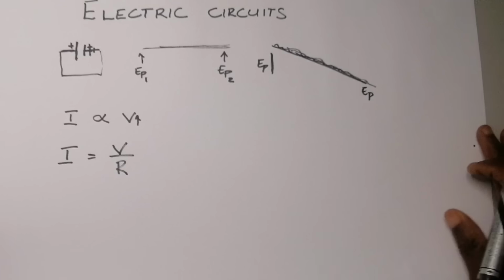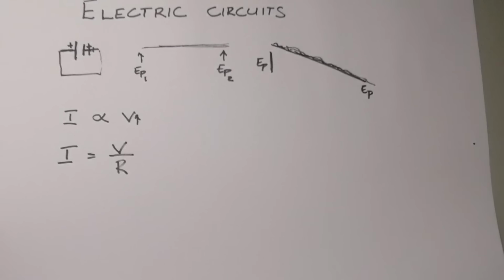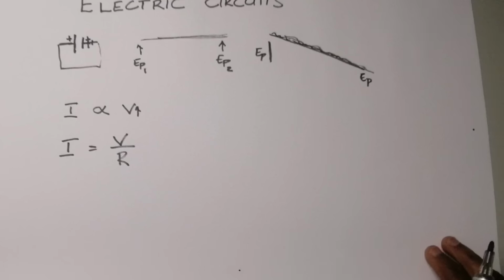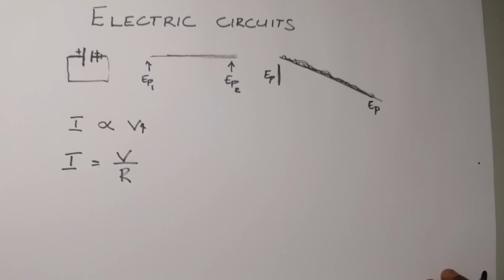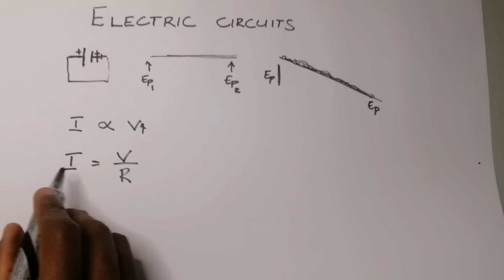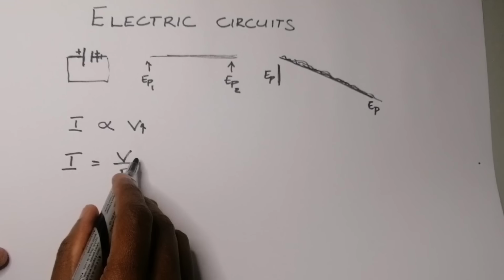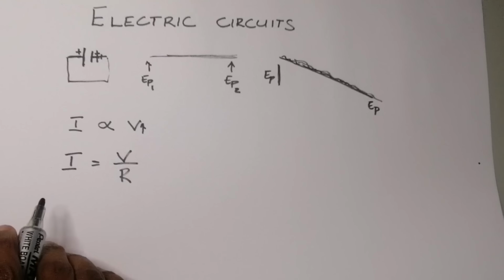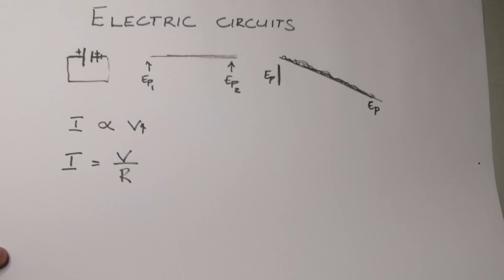Now I don't want to spend a lot of time talking about where this comes from, but I just want you to understand this from the perspective of how to apply it to circuits. So we say current is directly proportional to the potential difference, and in this case it's inversely proportional to the resistance. We'll talk about resistivity a little bit later, the resistance of a resistor.